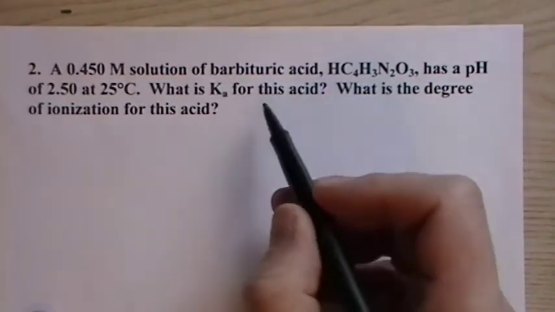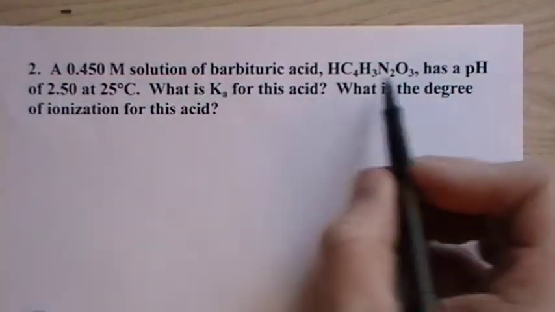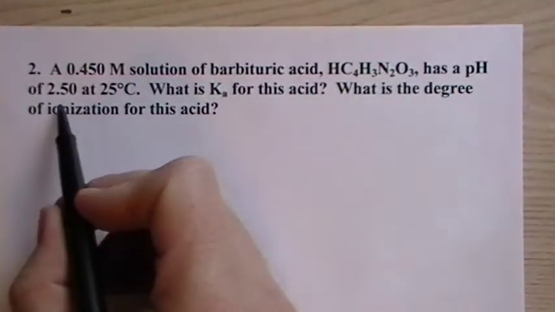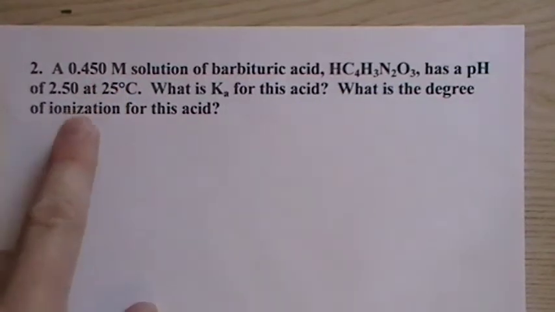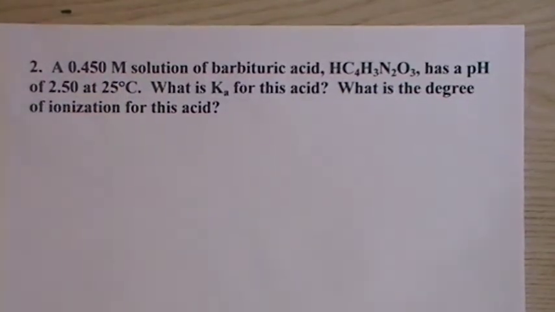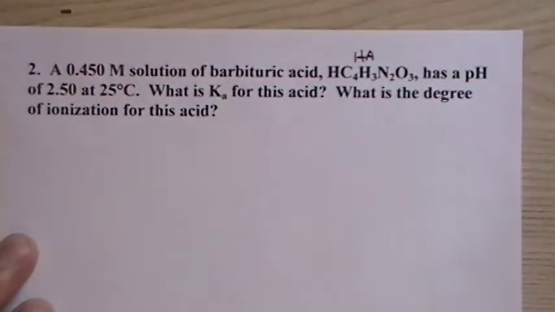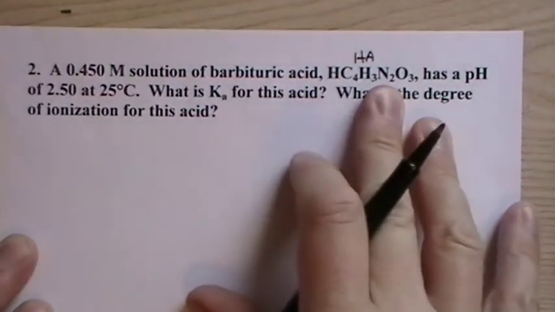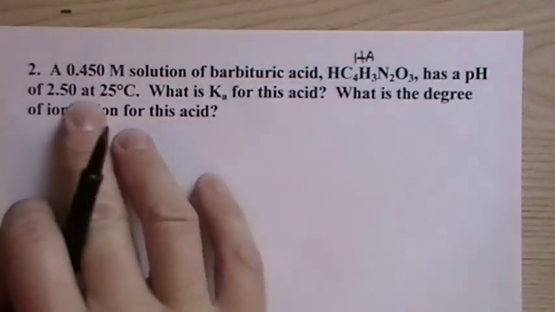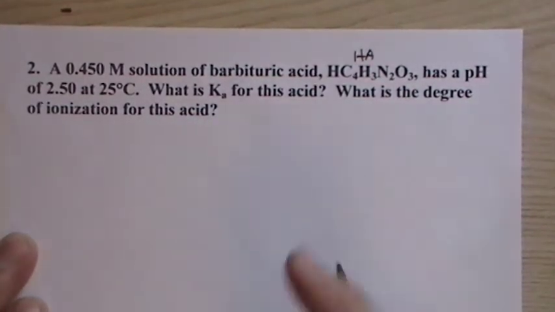Alright, so now we have barbituric acid, I don't know. But it's an acid that has a pH of 2.5 at this concentration at 25 degrees Celsius. So it doesn't matter what it is, we'll call it HA. I don't even have to specify an acid. I just wanted to get a real one, and I backtracked to the pH for it, knowing its Ka, and so we're finding Ka here.